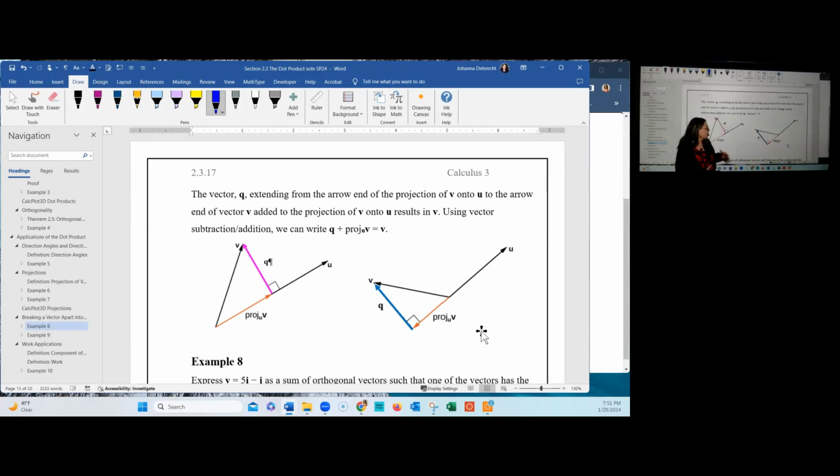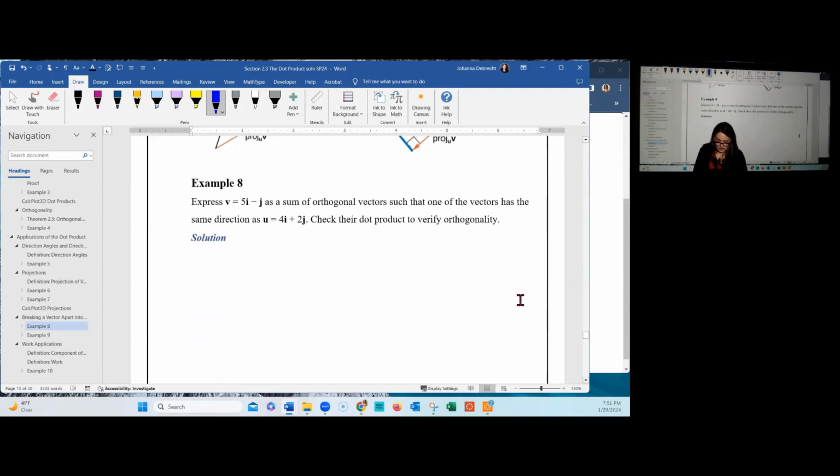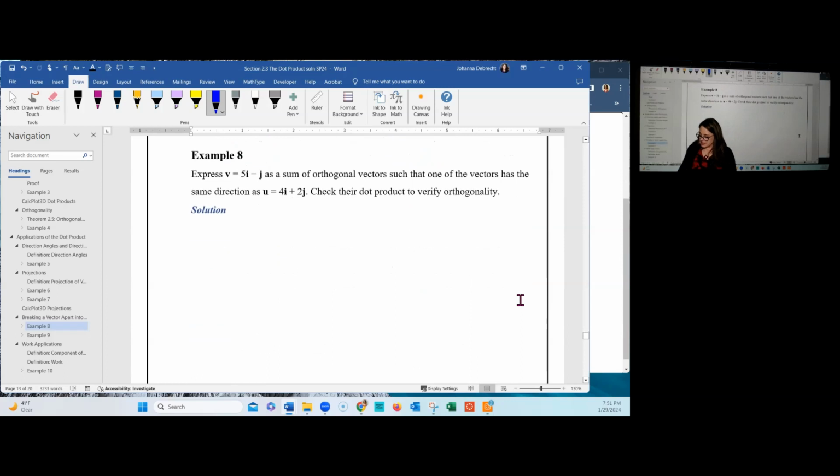And this is a way of breaking the vector V down into two component parts, which a lot of times in physics, you want a horizontal and you want a vertical. So it makes sense to do this. And we can also think of right triangle trigonometry as doing something like that. So let's take a look now at example 8. In example 8, we want to express the vector 5i minus j as a sum of orthogonal vectors, so perpendicular to one another, since this vector, of course, is in 2 dimensions.